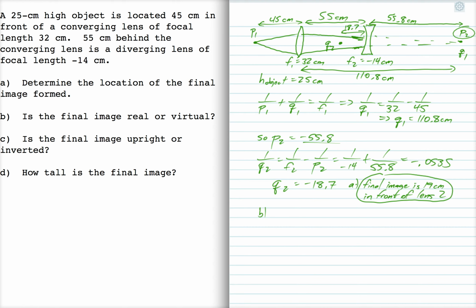Part B is the final image, real or virtual. Since the final image distance is negative, that tells us that it's a virtual image. All we care about is that final image distance.